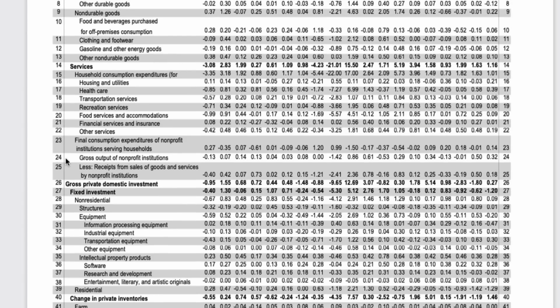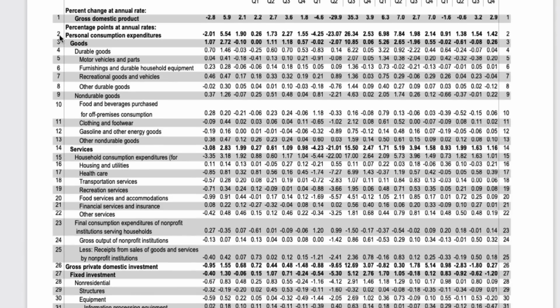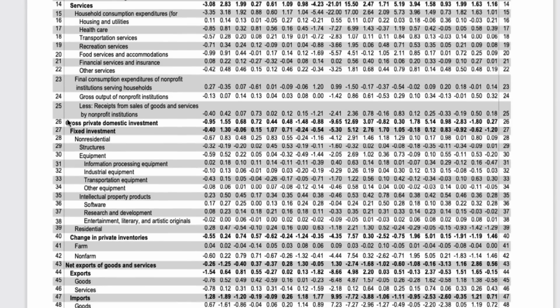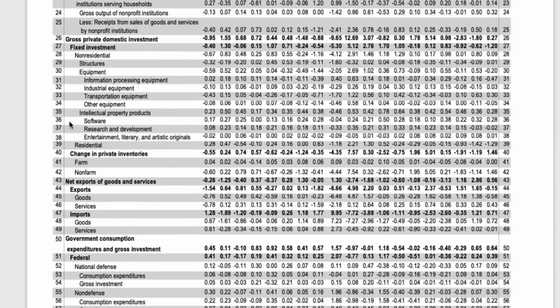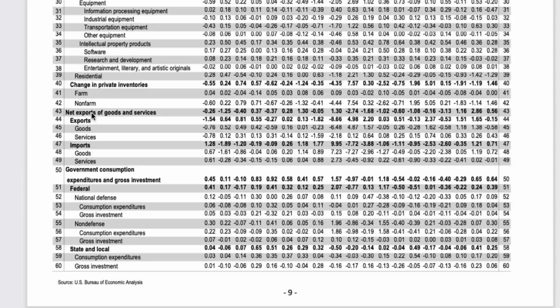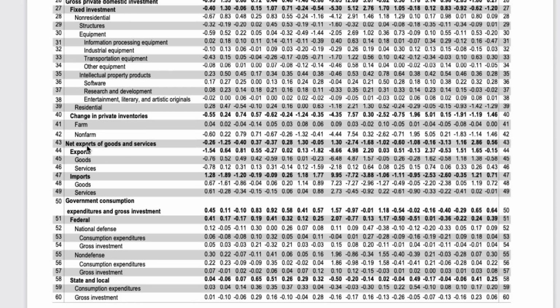And you just look at where the line is. The one closest to the margin here, there is C. Scroll down, there's the next one. There is I, gross private domestic investment. Here is X minus M, net exports of goods and services. There's 0.56. And then the next one is G, and G is 0.64. And net exports of goods and services is breaking down into exports and imports. You can just read across for exports, and you can see that was negative 0.15.